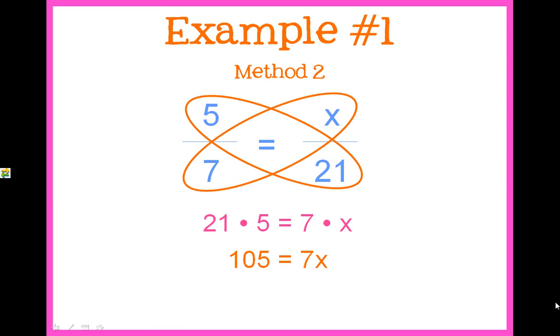So to get rid of 7, we divide by 7 on both sides, and we get that x is equal to 15. If you have no idea how I got 15 from that, go back and watch my one-step equation or two-step equations video. So we get the same answer, different method.